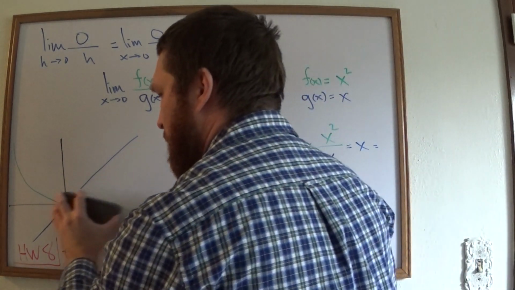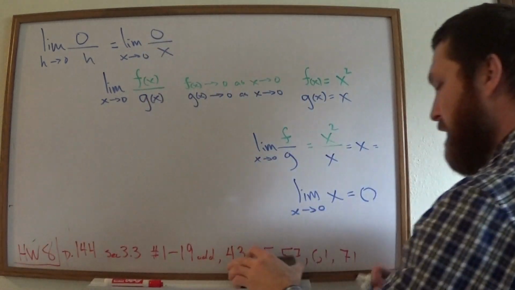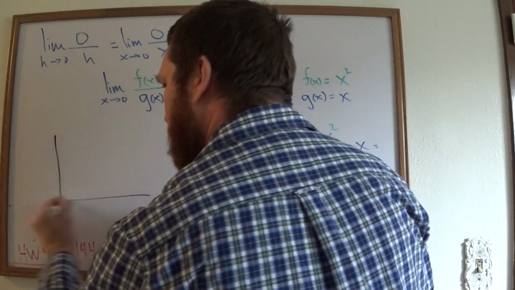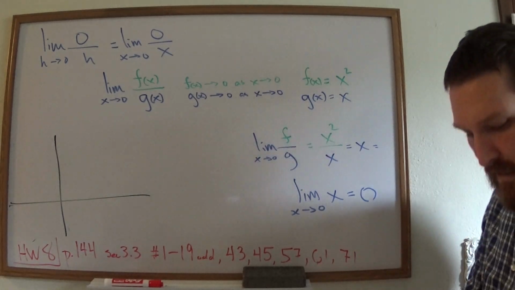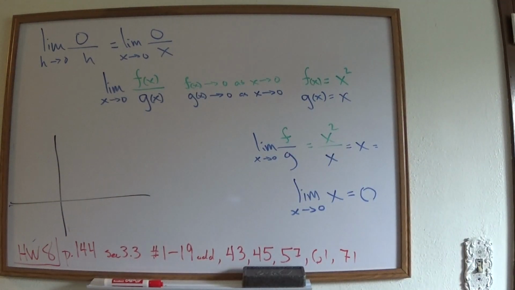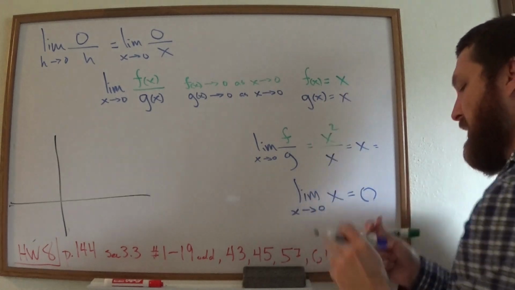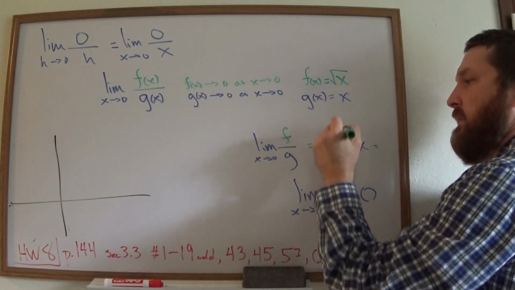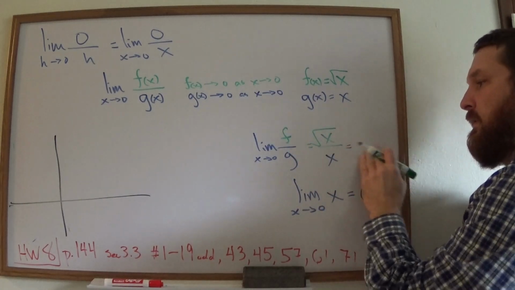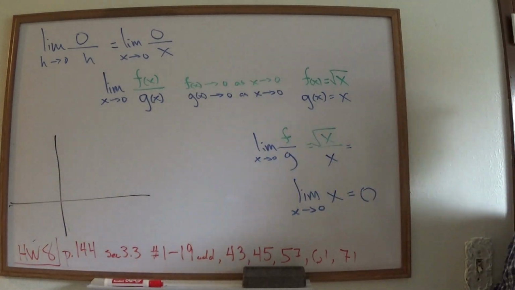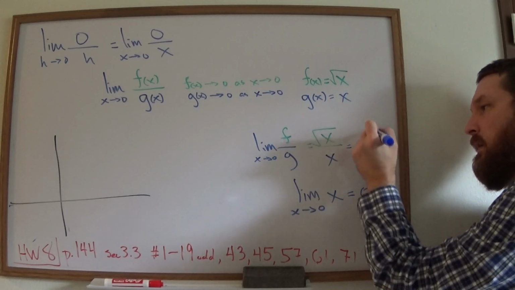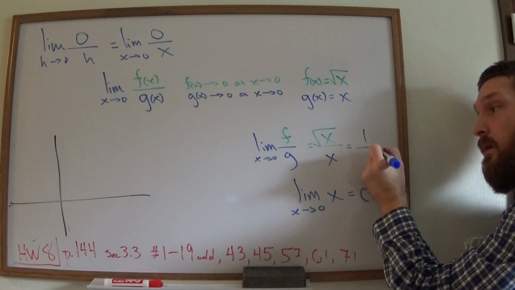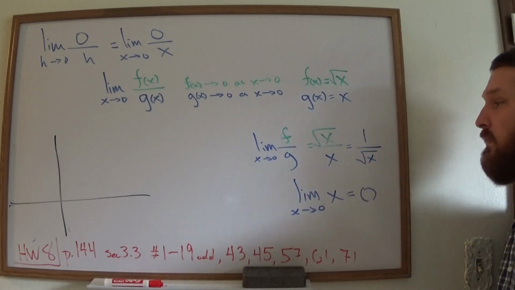However, that's not the end of the story, because just because we have two functions both going to 0 doesn't mean that the ratio is going to go to 0. Watch what I mean. Let's say instead of x squared, we had square root of x. Now, what does that reduce to? Root x over x. Multiply by 1 over x. 1 over what? Root x. Oh, come on, guys.